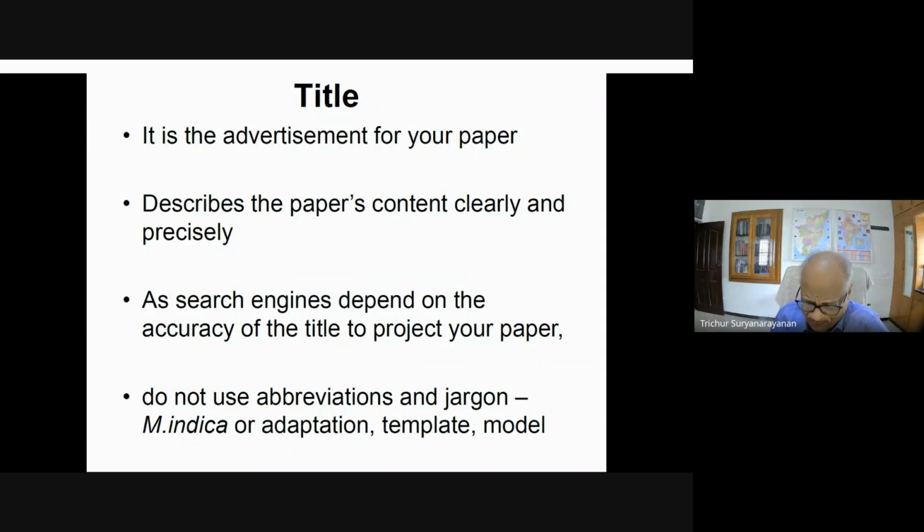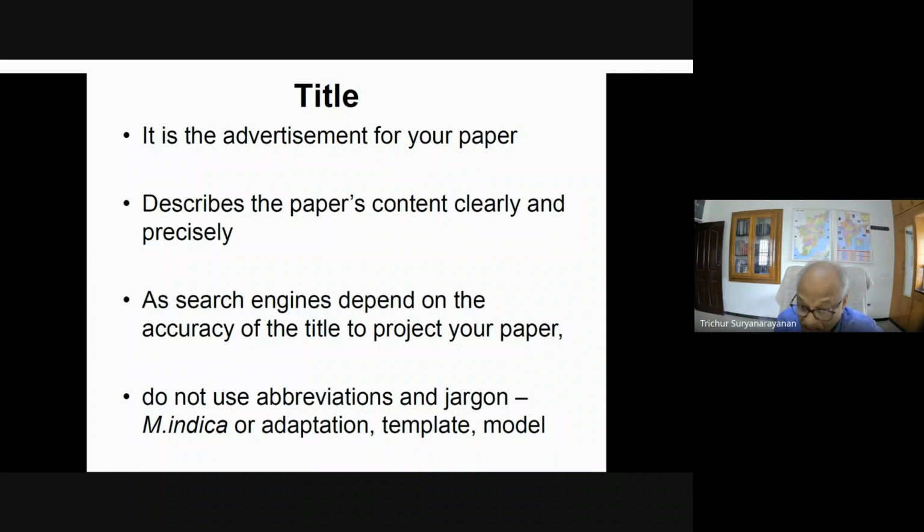So one of the ideas to have a good title is do not use abbreviations and jargon in titles. For example, anti-malarial compound isolated from leaves of M. indica. Now, instead of M. indica, you do not use abbreviation, right? Use Mangifera indica, because if somebody types Mangifera indica in Google and searches, it will project your paper. Nobody will type M. indica. Okay, so never use abbreviations, and then don't use jargon.